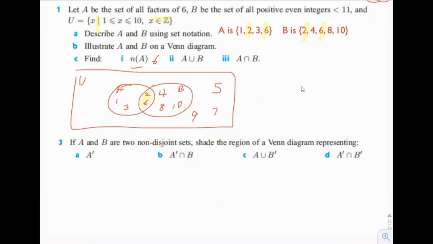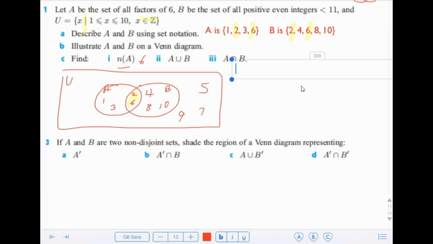Then it says to find A union B. So A union B would be, let's see, it would be 1, 2, 3, 6, all the elements in A, plus all the elements in B, 2, but I'm not going to repeat any numbers, so 2 is repeated, 4, 6 is repeated, 8, 10. Okay.